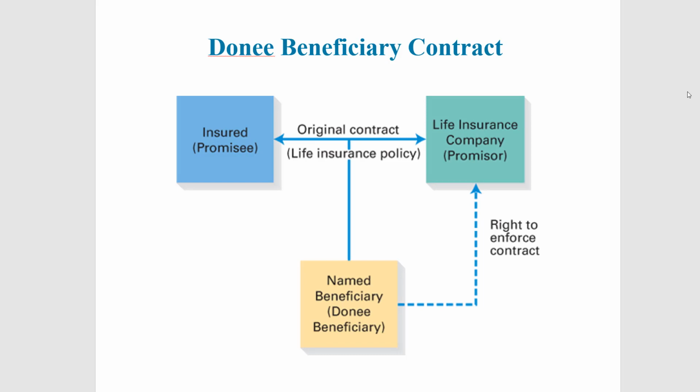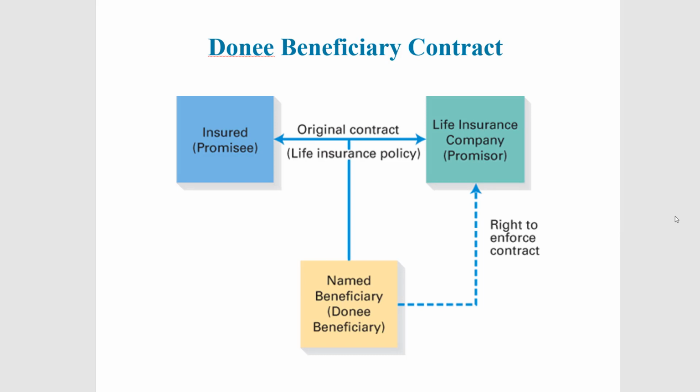This is just illustrating what I just said. So we have an insured person who buys a life insurance policy from a company who is a promisor. His wife is named in the contract as a beneficiary. Thus, she is an intended beneficiary and would thus have the rights to enforce if the life insurance company breaches.